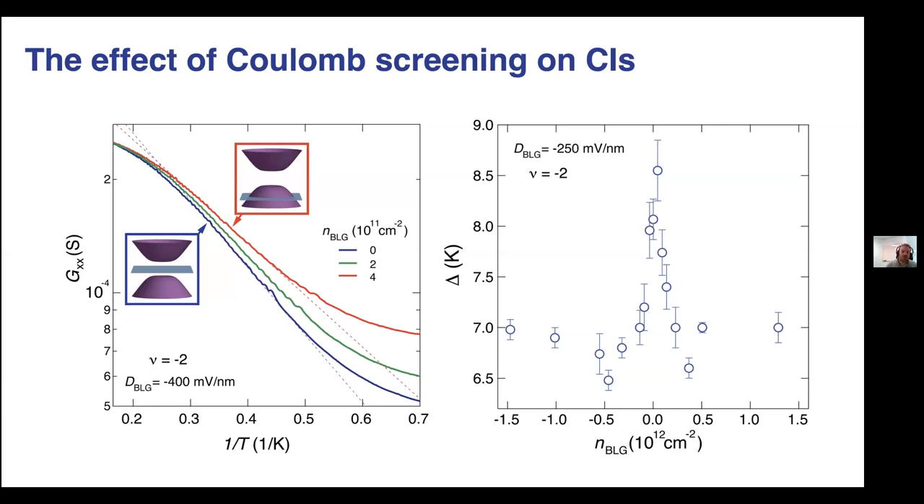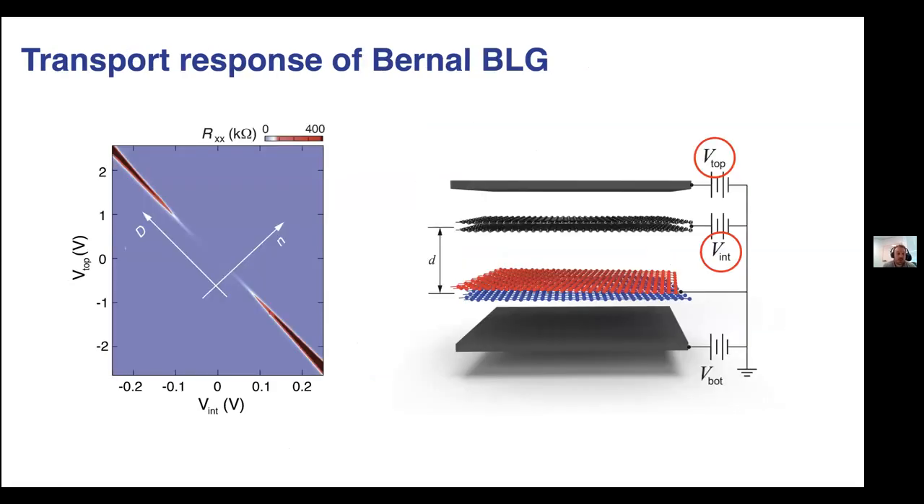In your experiment, the gating geometry is quite complex, meaning you have different gates. And I want to ask about the related dual gated experiment from Cory and Andrea Yankovic. They also saw suppression of correlated insulating states and some change of superconductivity. They assigned it to disorder effects in two different layers. So how do you rule out this effect in your sample?